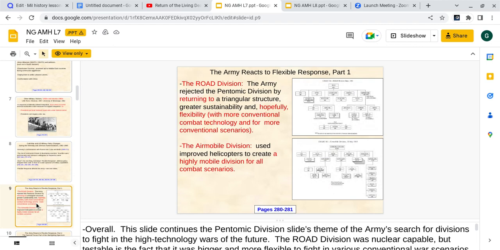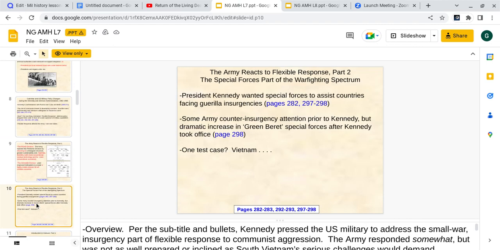Then there was also the Air Mobile Division that was created. It was the idea of improving helicopters for the battlefield, because when you incorporate helicopters into battle, it really helps you to capitalize on mass and maneuver. As we'll see when we talk about Vietnam.